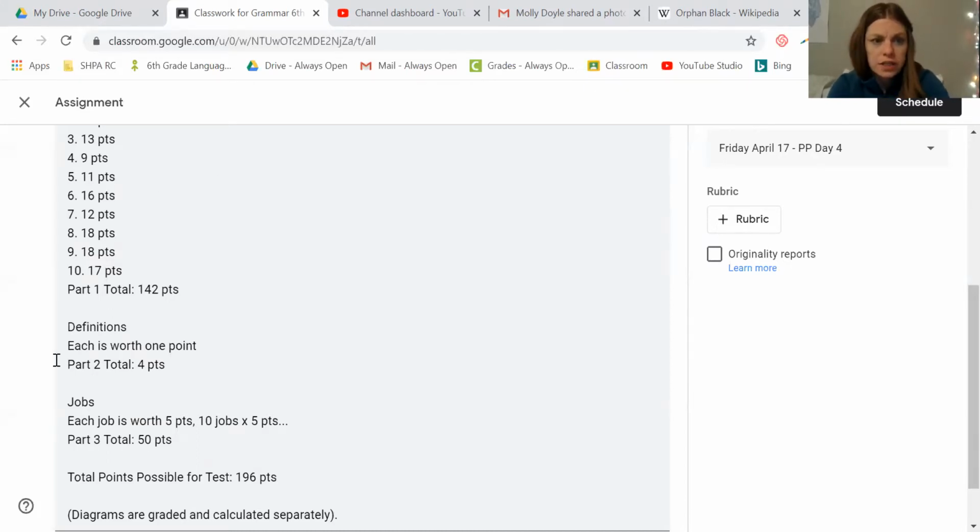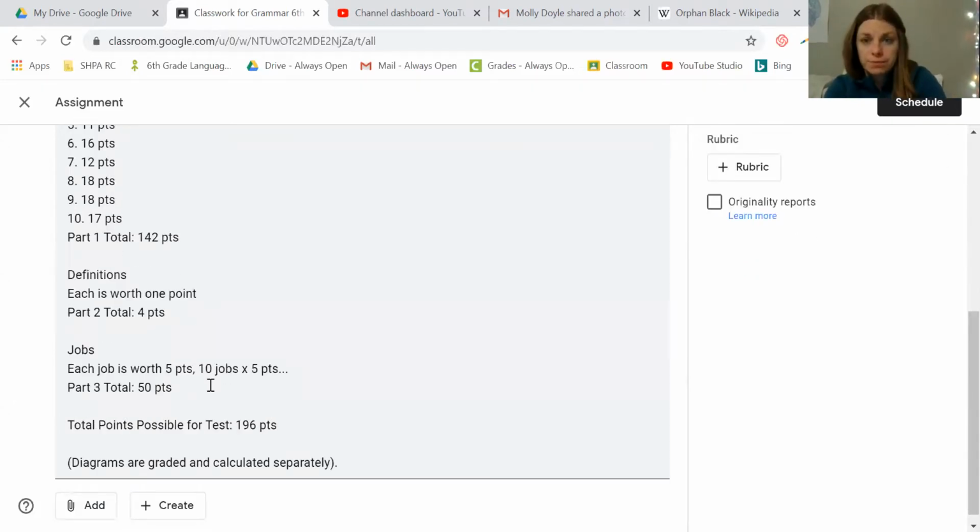So definitions, those should be exactly from the text, meaning they should be exactly what is written down. They give you them word for word. So when I ask you what the definition of an antecedent is, you don't need to try to figure it out. You can just use your notes. You can just copy it from the book. We just do that to help get it in our brain. The last part is jobs.